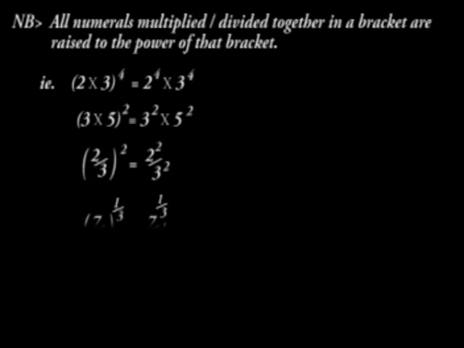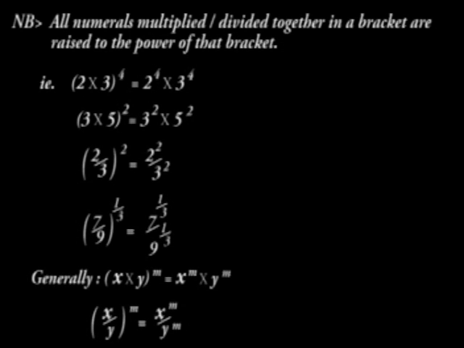(7 over 9) raised to power 3 is equal to 7 raised to power 3 over 9 raised to power 3. Generally, (x times y) to power m is equal to x raised to m times y raised to m, and (x over y) raised to power m is equal to x raised to m over y raised to m.